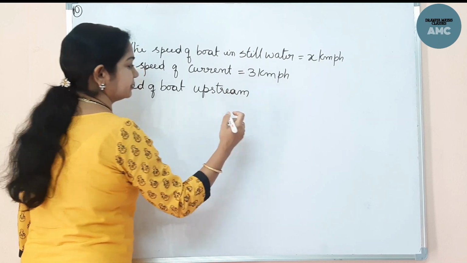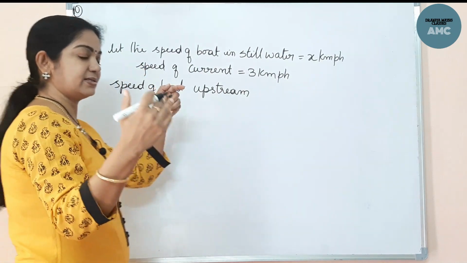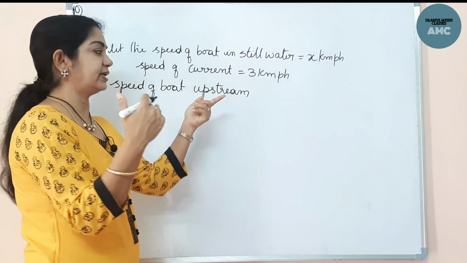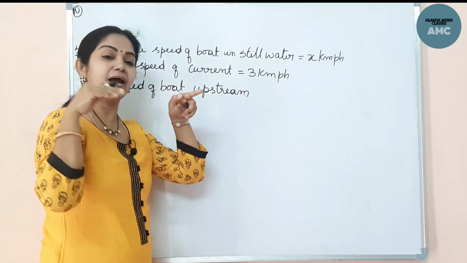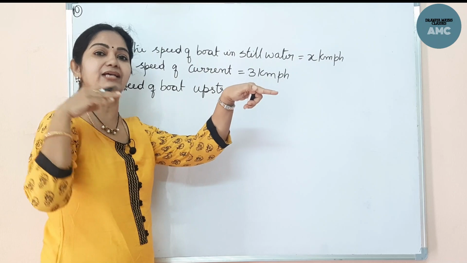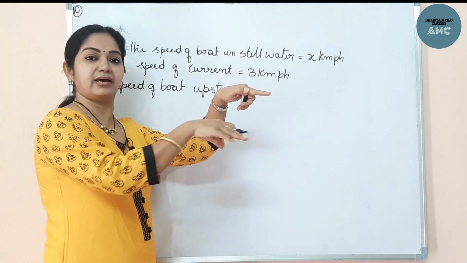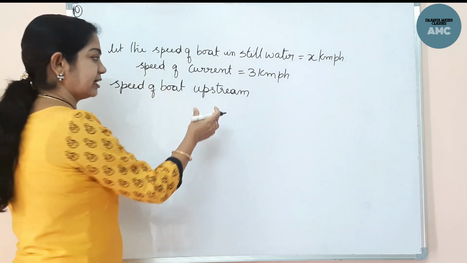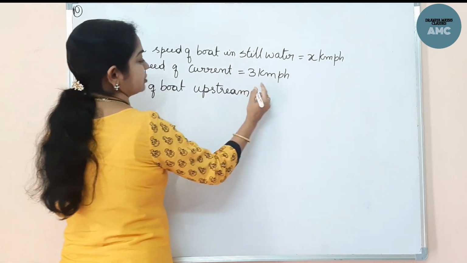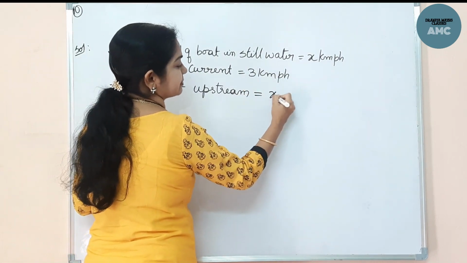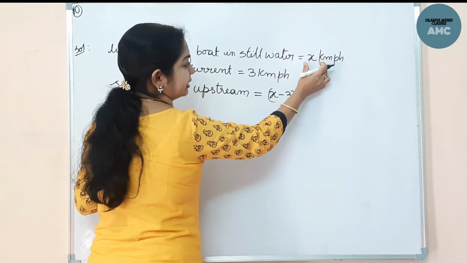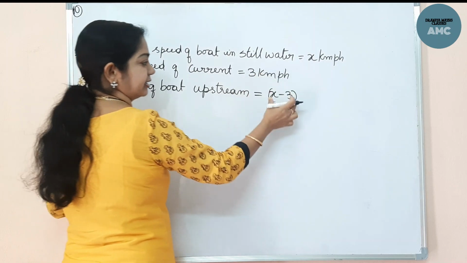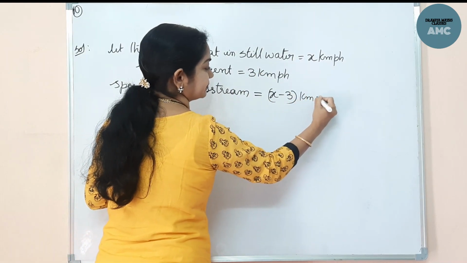Upstream, we know that when the boat and the current, the flow, are in the opposite direction, we call it upstream. Downstream, they are in the same direction. The boat as well as the flow, that is the current, are in the same direction, that is called the downstream. If they are in the opposite direction, they are called upstream. So in the opposite direction means x minus 3. Here x is the boat and 3 is the flow, that is the current, x minus 3 kilometers per hour.